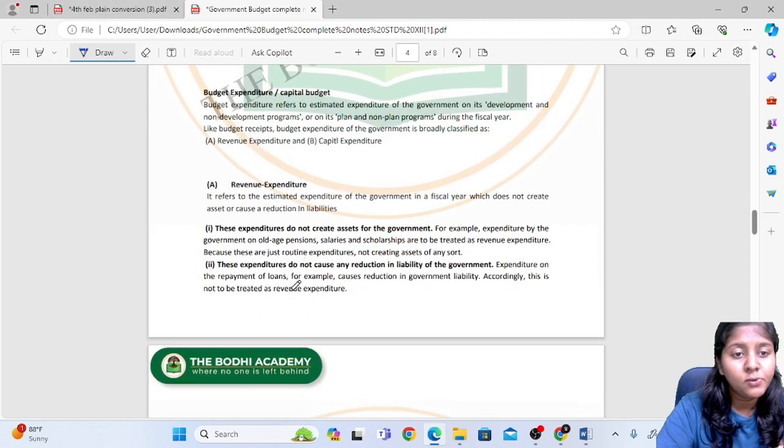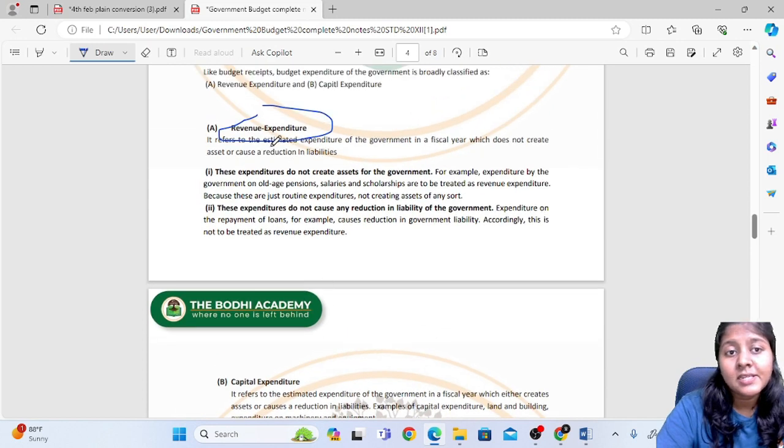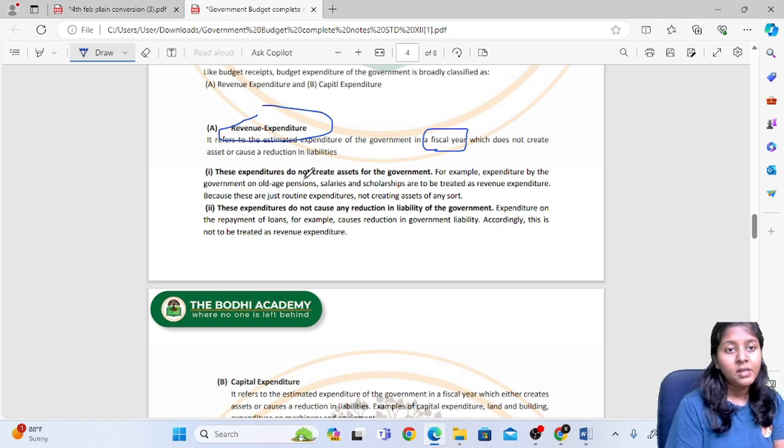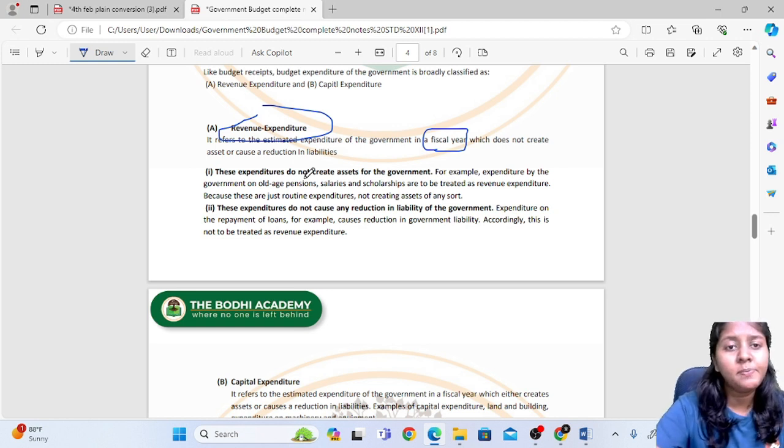Okay, then we'll move to the revenue expenditure. Revenue expenditure is the estimated expenditure of the government in a fiscal year, during a particular accounting or financial year, which does not create an asset or cause a reduction in liabilities. These are those expenses which do not create any asset for the government. So what will be the revenue expenditure for the government?